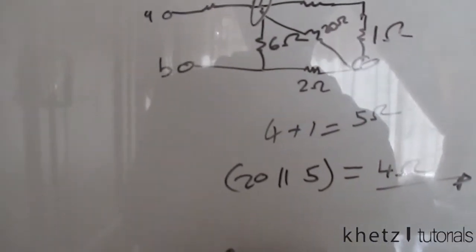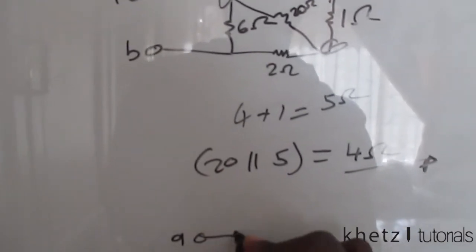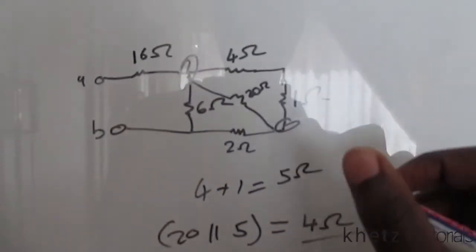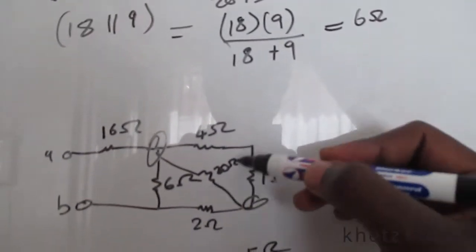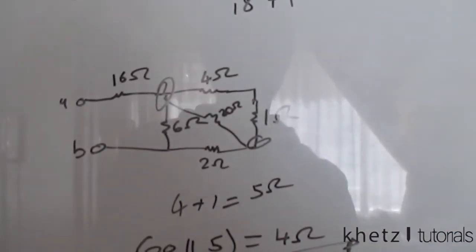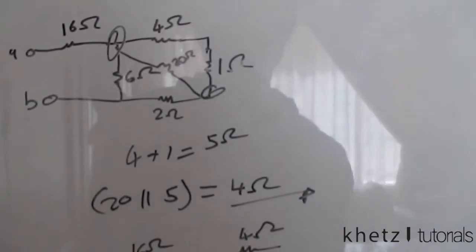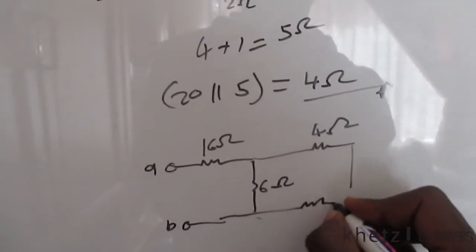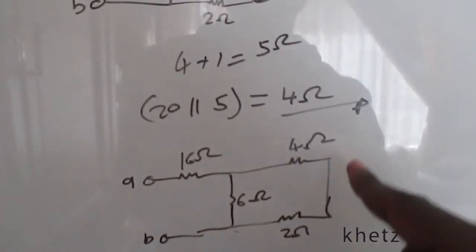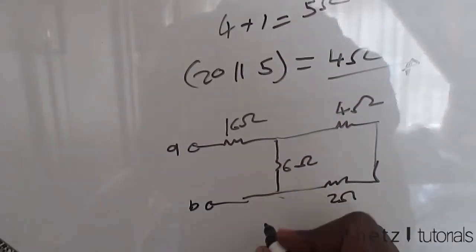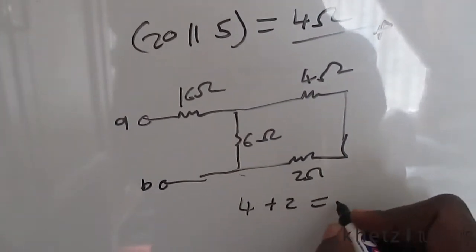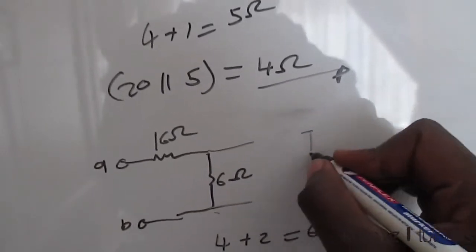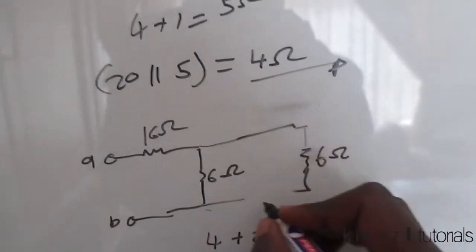So now redraw the circuit of 16 ohms. We have the 6 ohms still intact. And now the 5 and the 20 in parallel has been collapsed to 4 ohms. And down here, we still have the 2 ohms. So the 2 ohms and the 4 ohms are in series, so we can simply add those up, which gives us 6 ohms. So let's use the same circuit, erase those two and put 6 ohms there, which is the equivalent.